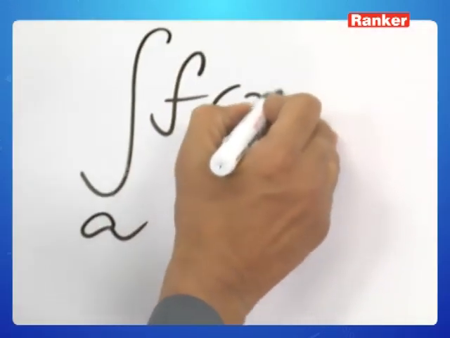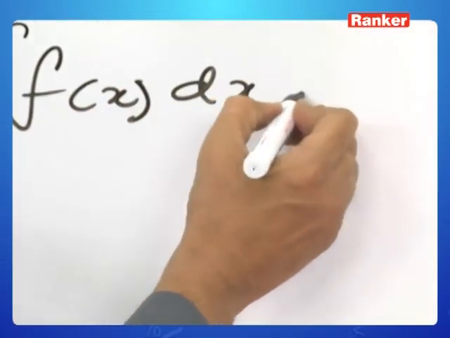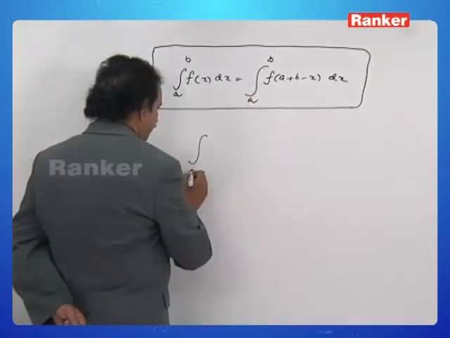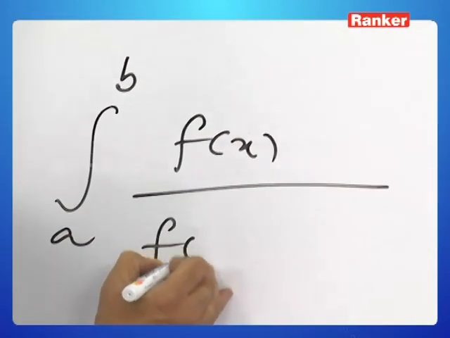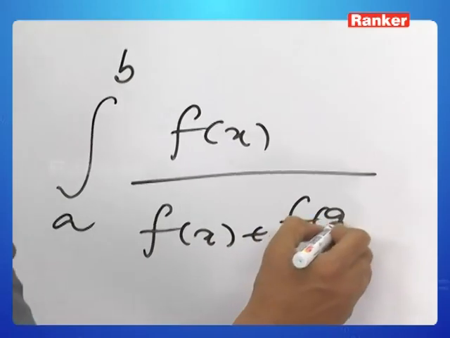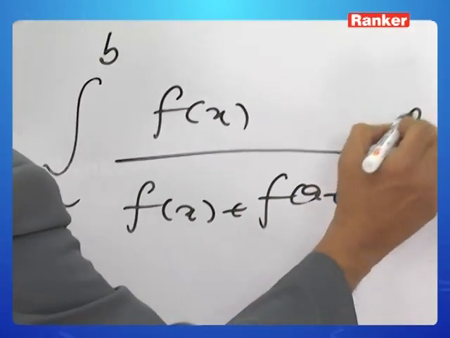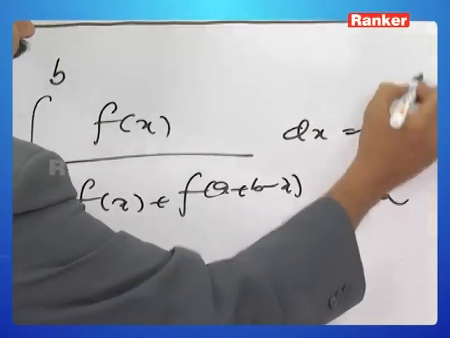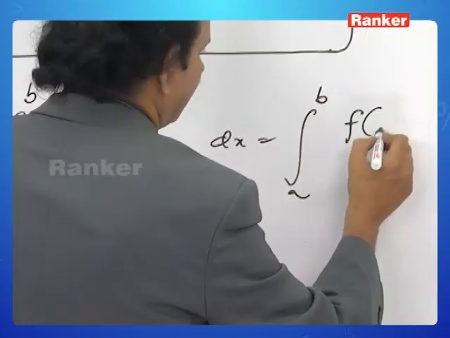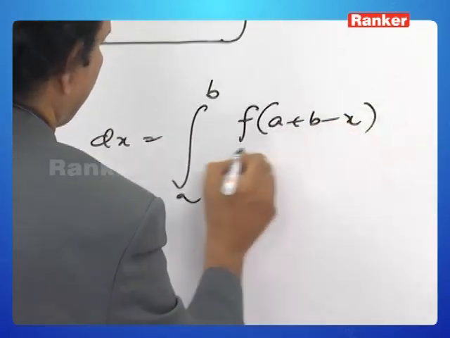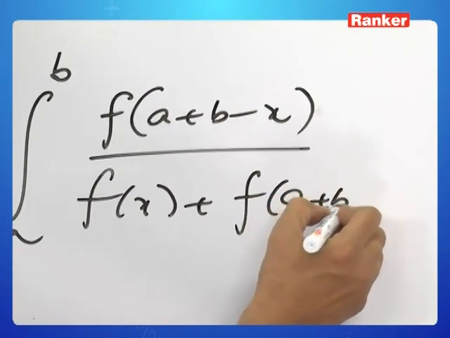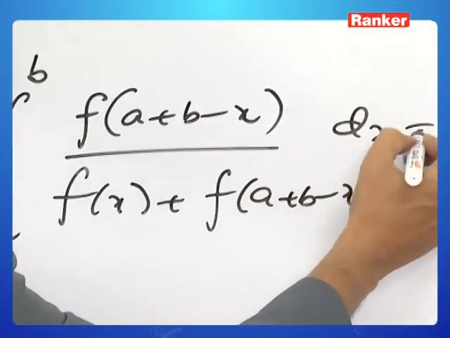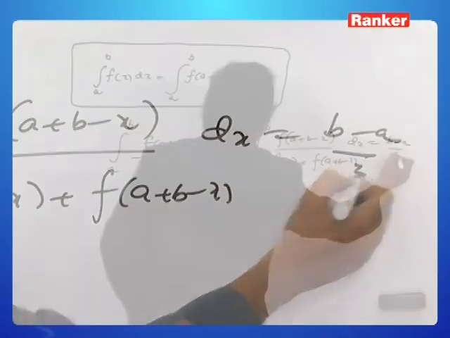Integral a to b f of x dx is equal to integral a to b f of x by f of x plus f of a plus b minus x dx, is equal to integral a to b f of a plus b minus x by f of x plus f of a plus b minus x dx, is equal to b minus a by 2.